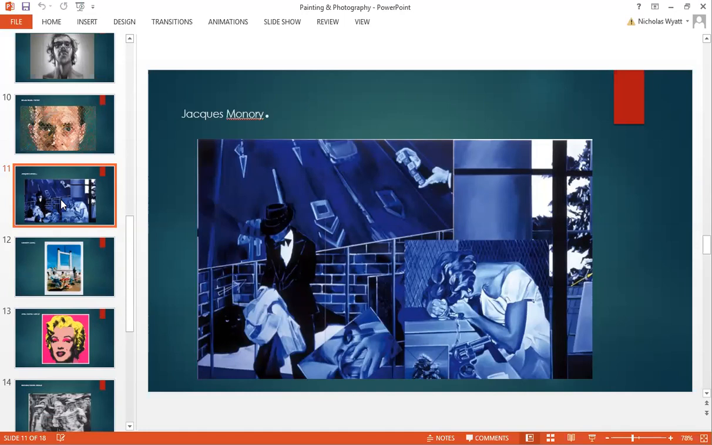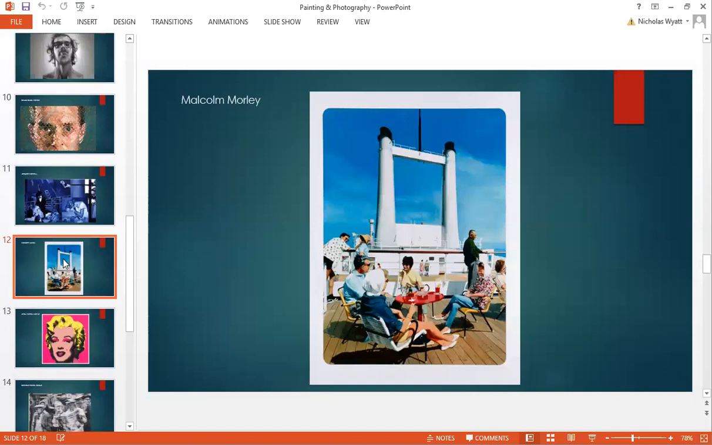By the 1960s, artists were sourcing photographic imagery from any number of mass media contexts. For example, the British artist Malcolm Morley, slide number 12, made paintings such as this, which were taken from mass circulation advertising. The artist in this case reinforces the photographic origins of this painting by placing it within a white border around the edge of the canvas.